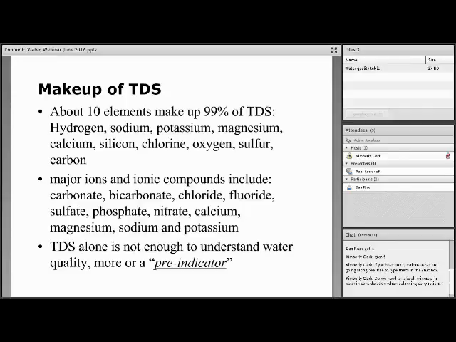It's important to understand that TDS alone isn't enough to understand what water quality is. It would be nice if we could get this rapid test and get one number to give us an idea of water quality. The reality is it's probably a good pre-indicator. So if you see TDS being high, you probably have to ask yourself, well, what in that water is driving up a high TDS? So it's a good pre-indicator, but it isn't necessarily a full story in and of itself.